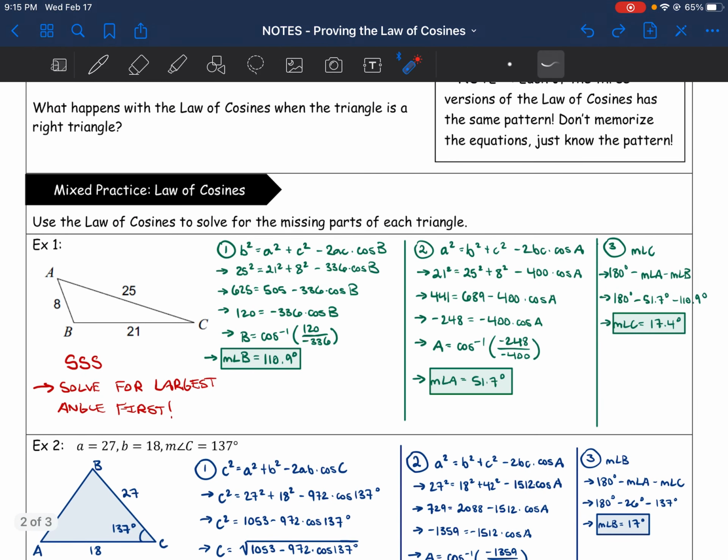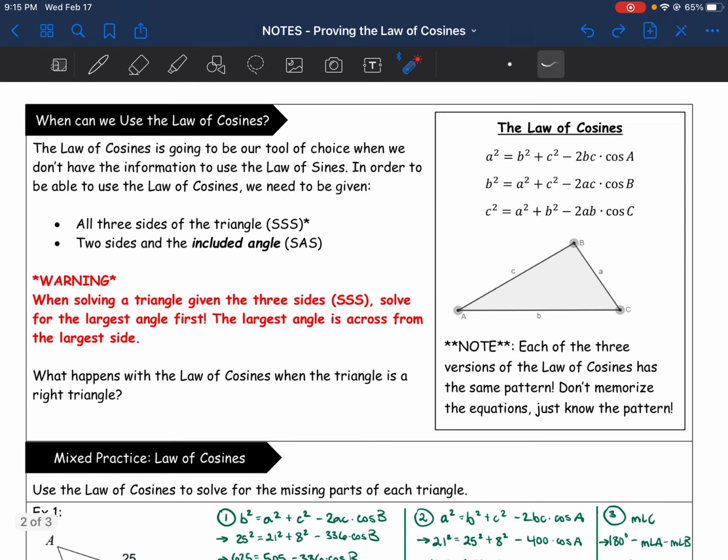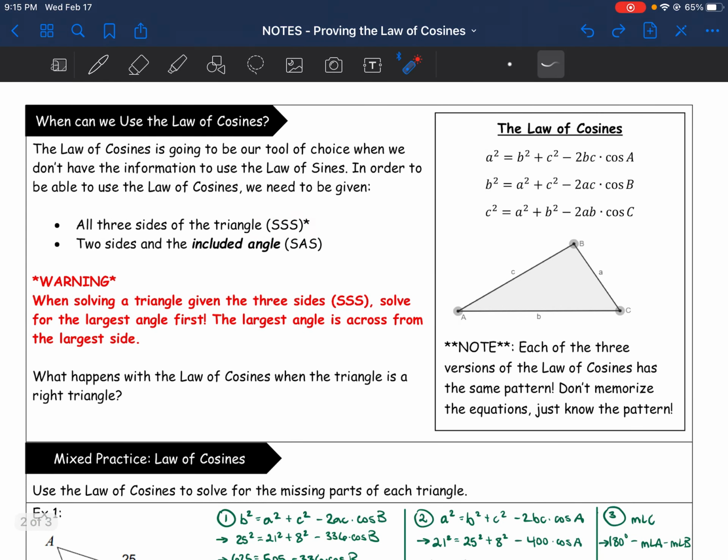Okay? So that's how we use the law of cosines. Again, we can use it when we know all three sides of a triangle, or we can use the law of cosines when we know two sides and the angle in the middle of those two sides.